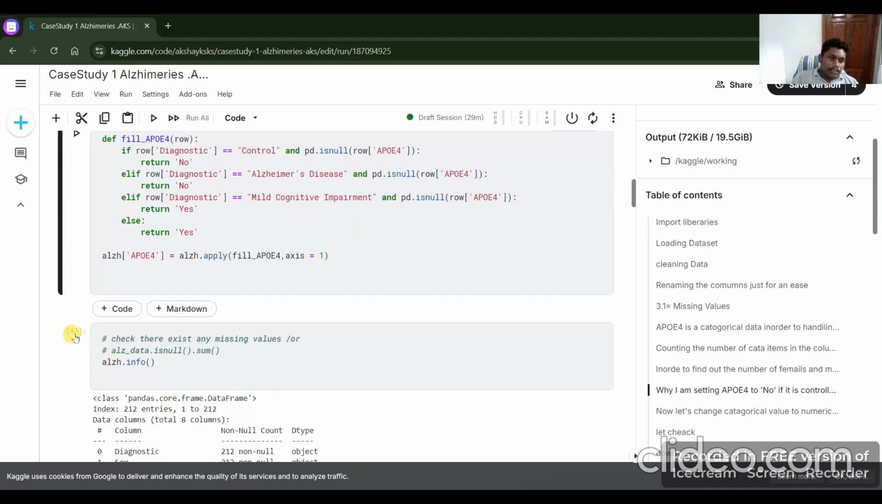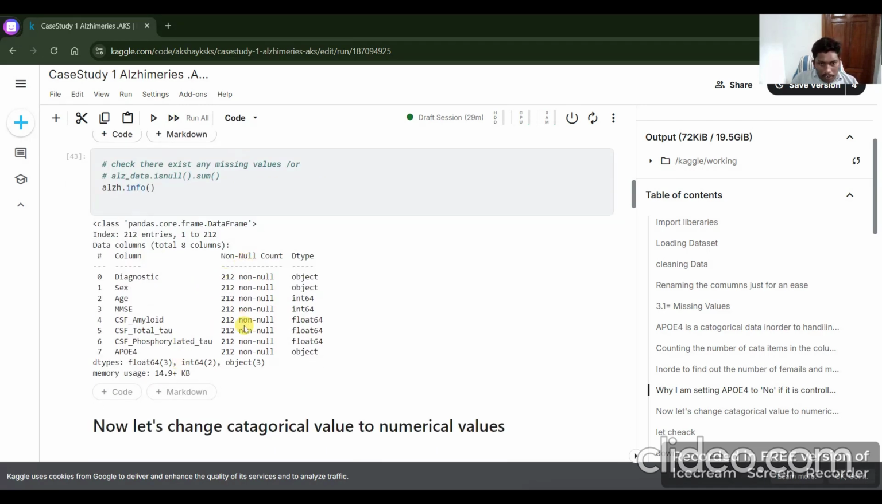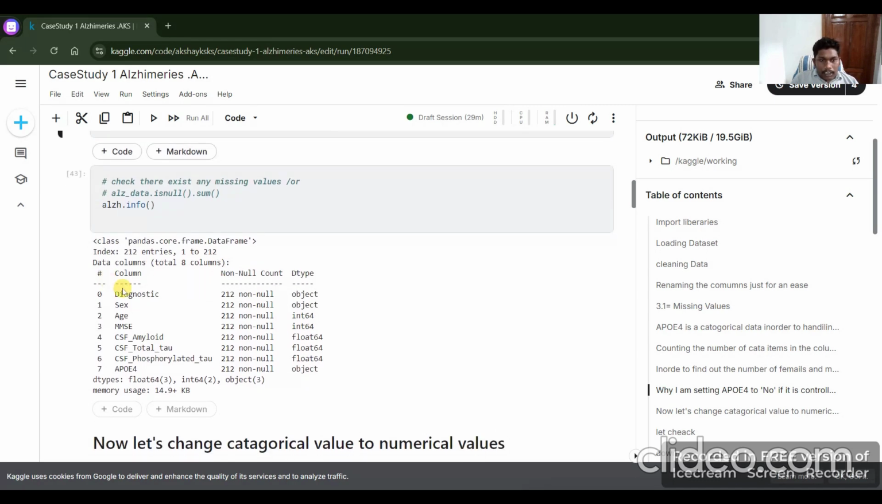Dataset dot info. We can see all values, and the non-null count, all values are the same. We can see diagnostics, sex, age, MMSE, CSF, amyloid, and then the data types of different objects. In this, the non-null counts are all the same.